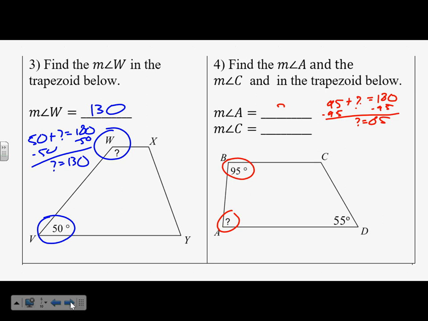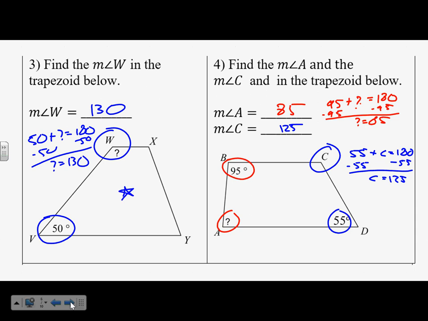This one's 85. Then angle C, same thing with these two angles. 55 plus C is equal to 180. 180 minus 55 is 125. Last but not least, again, same thing with those. We know all four angles, so we can make sure they add up to be 360. We can't really do that with this one because we don't know angle X and Y.